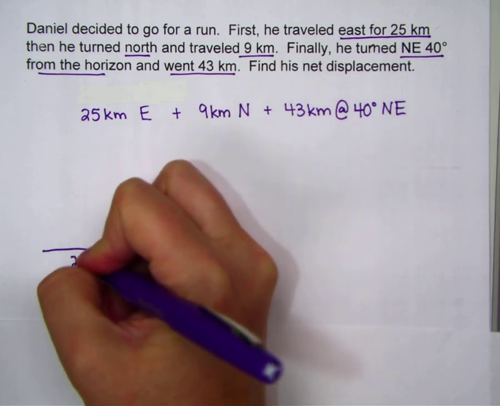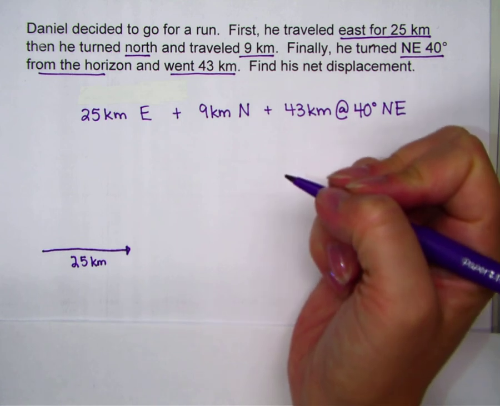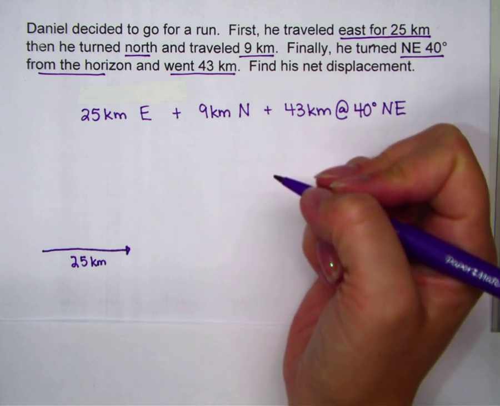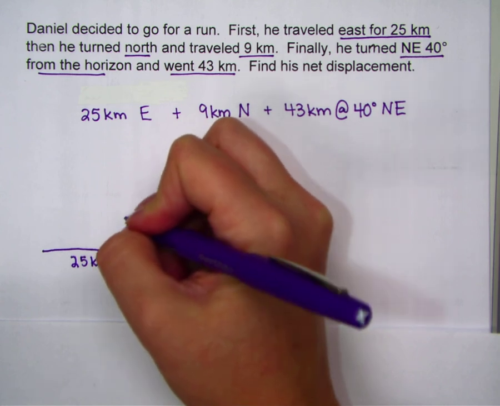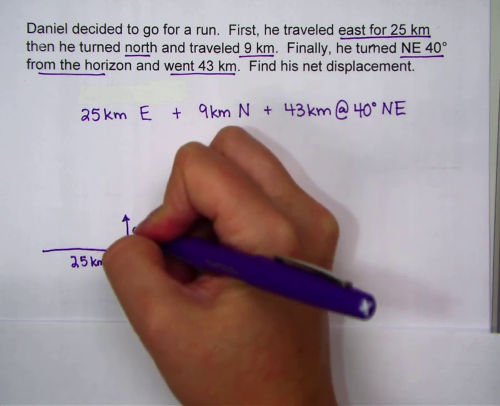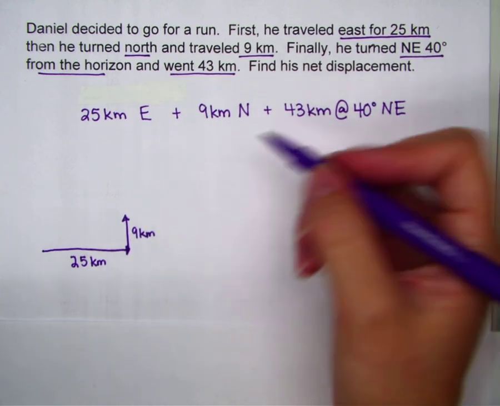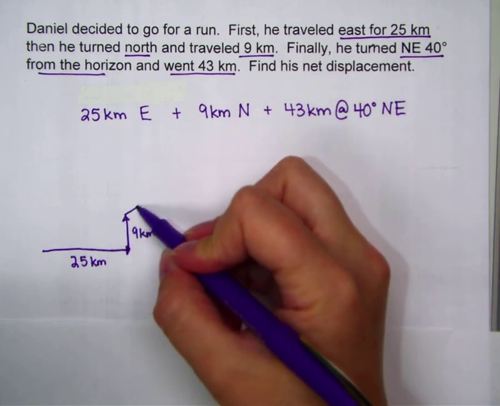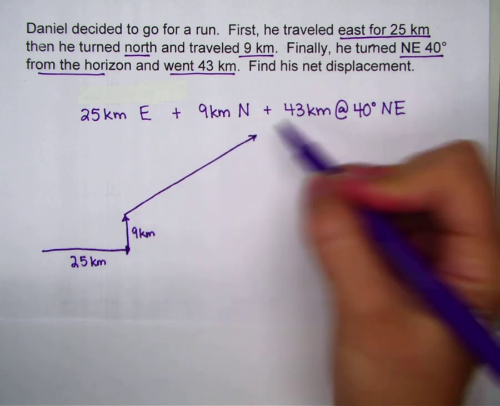Now remember, I'm not drawing this to scale, but I'm going to try to make it the most realistic I can. Okay, so when I draw my 9, it's obviously going to be significantly shorter than my 25. When I draw my 43, I'm going to make it significantly longer than my 25.